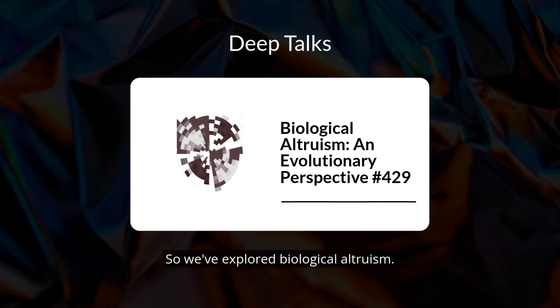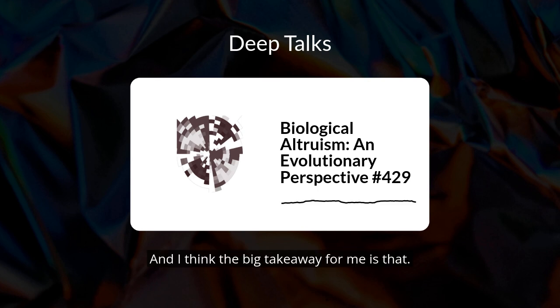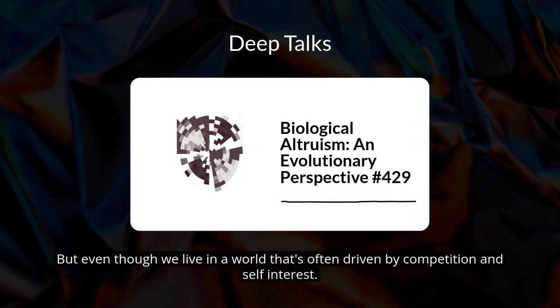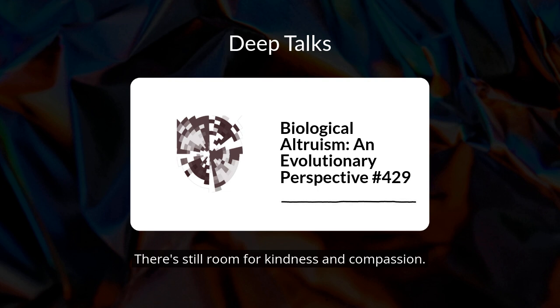So we've explored biological altruism. We've looked at how it can evolve, talked about the different types of altruism, and even gotten into some of the philosophical implications. The big takeaway for me is that even though we live in a world that's often driven by competition and self-interest, there's still room for kindness and compassion. That's a really beautiful thought.